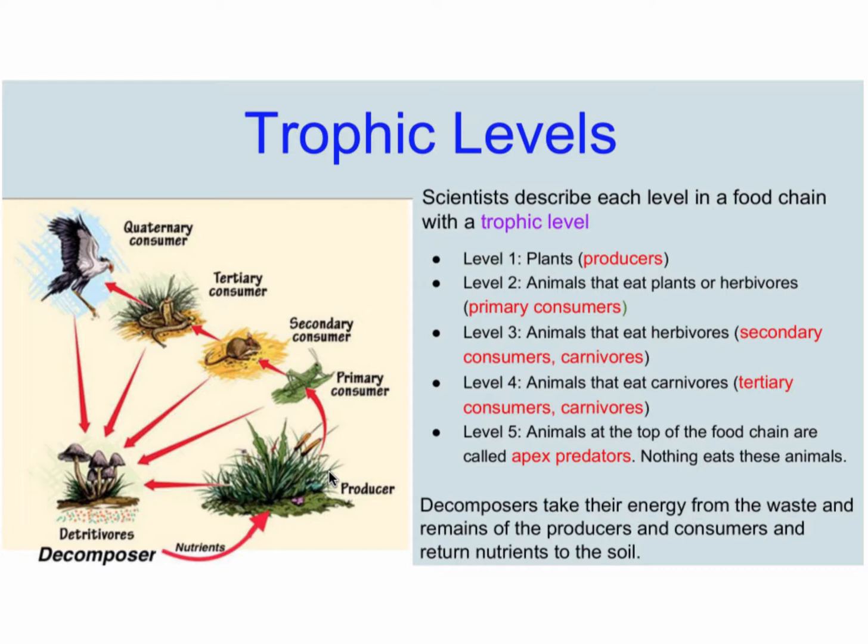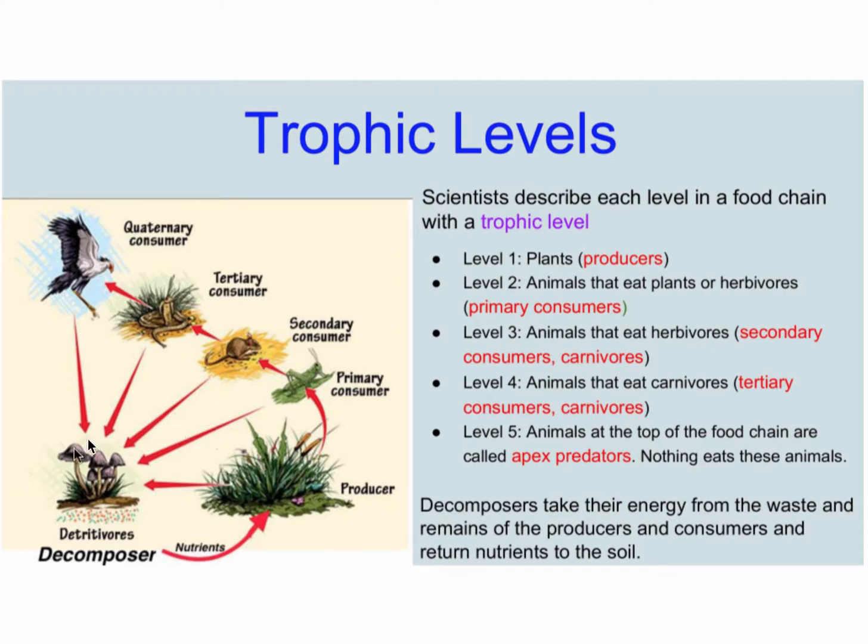Remember, primary means first. Then we have our secondary consumer. We've got a little picture of a mouse here. Our secondary consumers can be omnivores or carnivores. Then we have our tertiary. Tertiary is just another way of saying it's the third thing to eat. And they can be omnivores or carnivores. And then finally we have the quaternary consumer. Those are the fourth thing to eat. We usually consider those animals to be the top of the food chain. They're the apex predator, that nothing really eats.